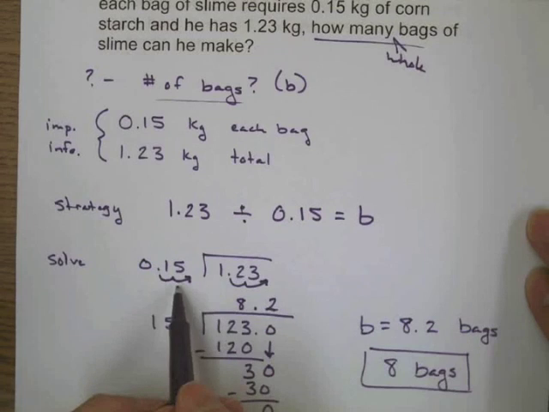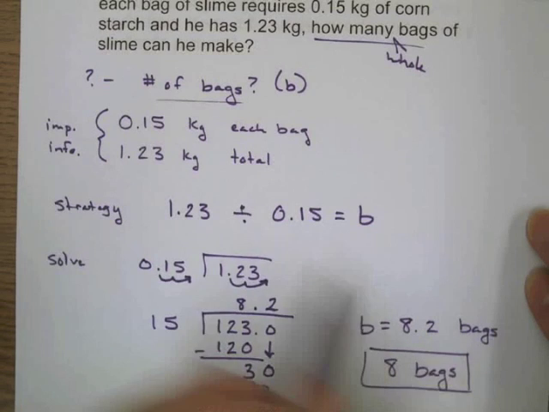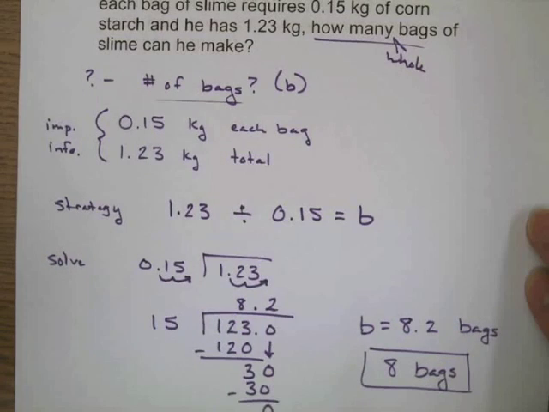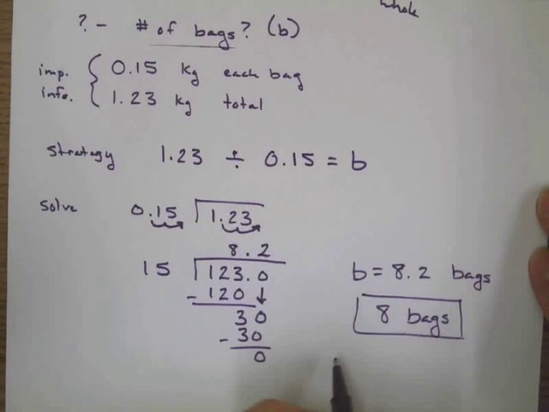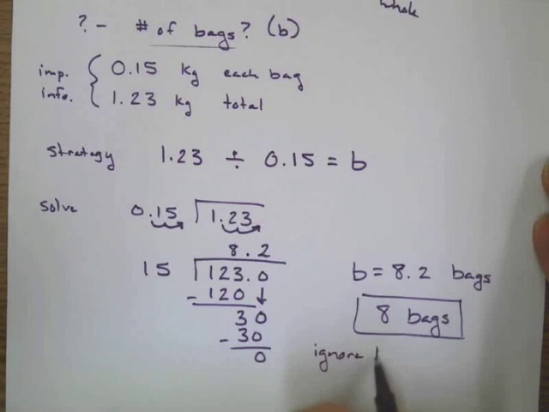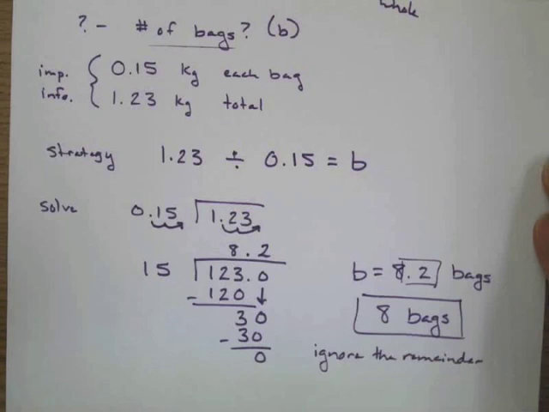Our solution to this division problem is 8 2/10, but that's not necessarily the answer to our question. The answer to our question is the number of bags, 8. So sometimes in this situation, when we're trying to find out how many total things we can get, we ignore the remainder. So this little piece right here, we're just going to ignore because we can't make another whole bag. So one of the ways when we're looking at a quotient is that sometimes we ignore the remainder.